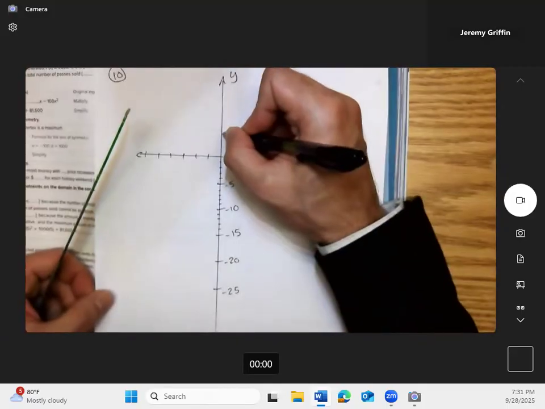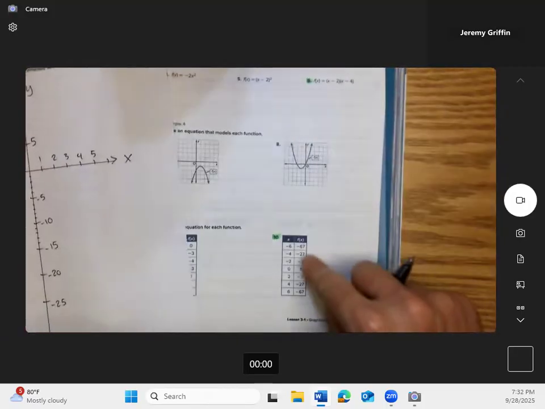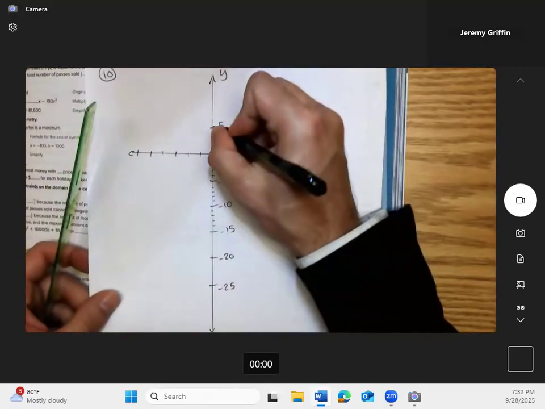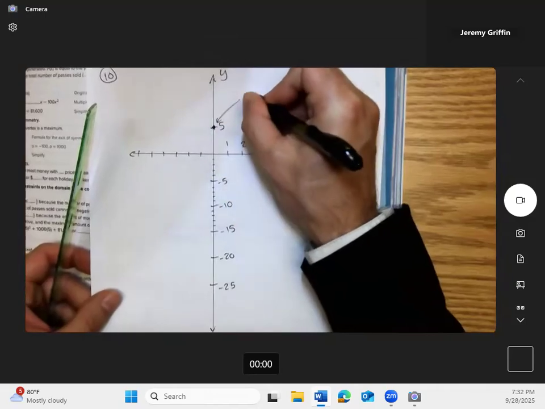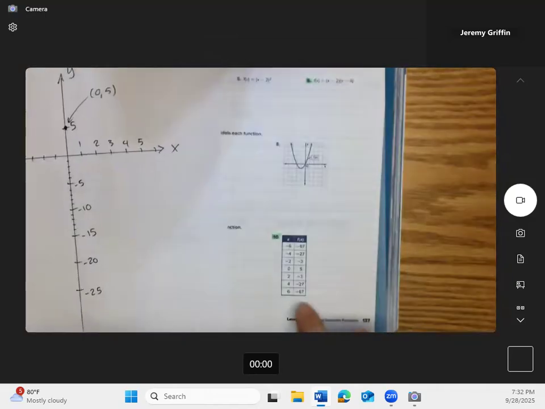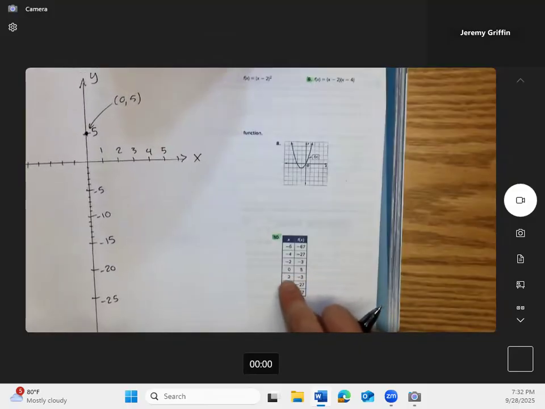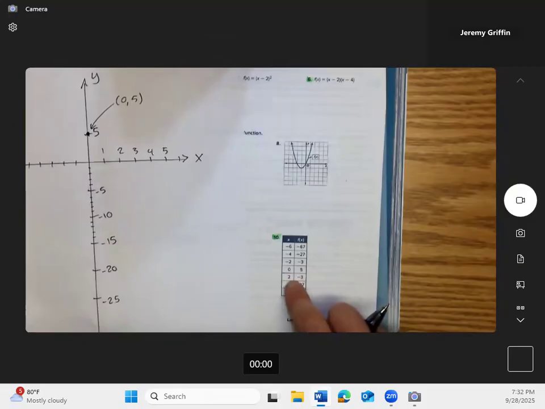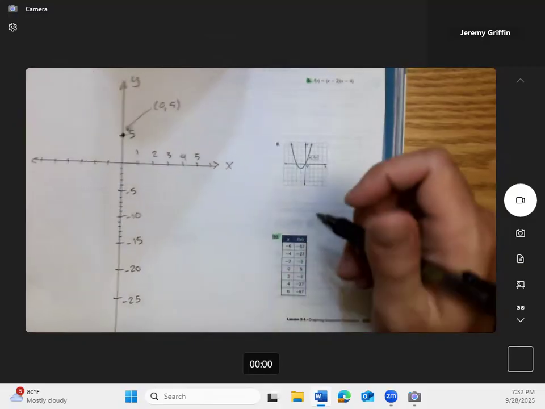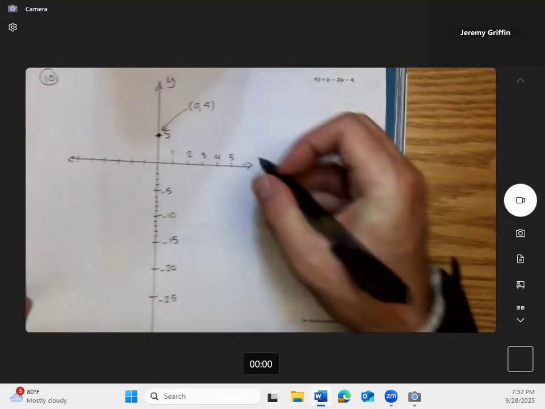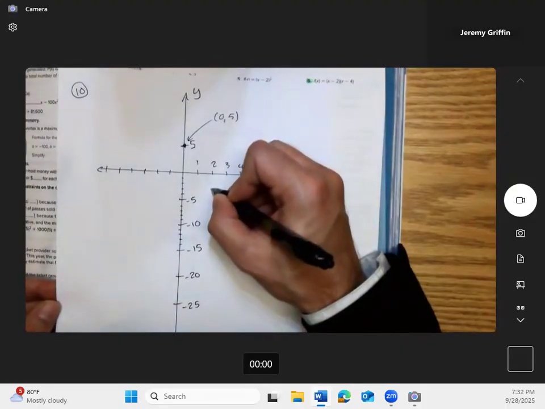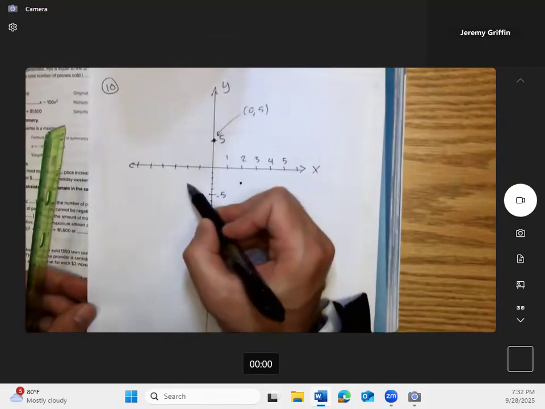So then 5 would also be up here. So we got the point (0, 5). It goes right here. Now from there, if you go over two, I want two at a time. Then (-2, -3) is right here, and then (2, -3) right here.